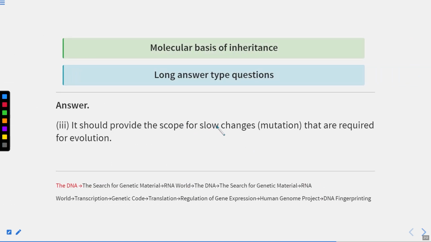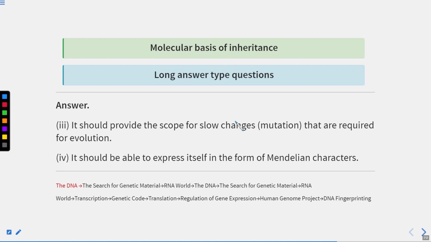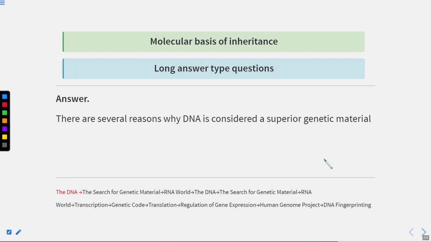Now, third criteria, it should provide the scope for slow changes that are required for evolution. So mutation should happen, that too at a very slow rate. That molecule should show limited mutation, at a very slow pace. And why are mutations required? Mutation is required for evolution. The environment is changing, so you should allow some mutation to adapt to the environment. Now, fourth criteria, it should be able to express itself in the form of Mendelian characters. So it should follow Mendelian inheritance. These are the four criteria on which a molecule can be called the genetic material.